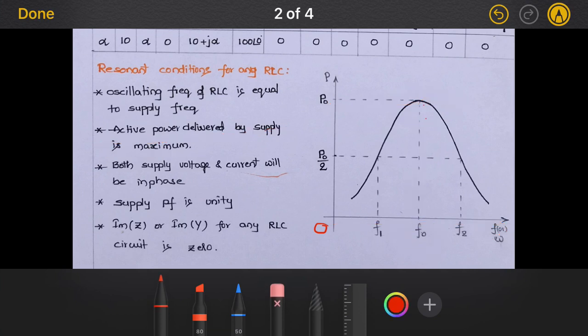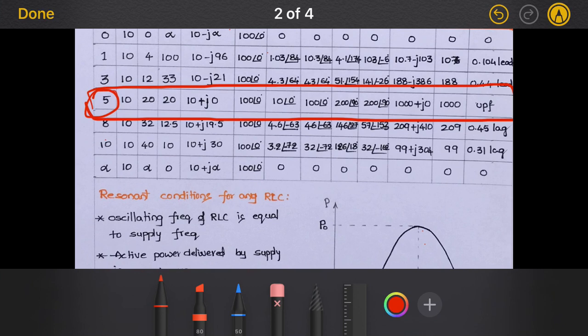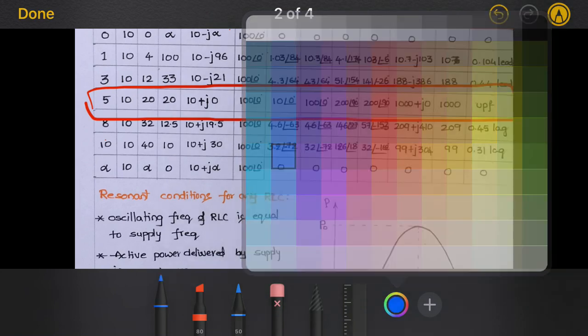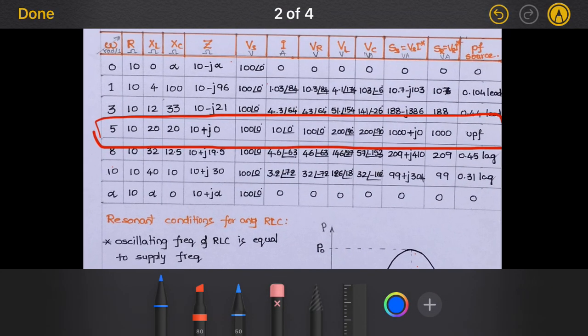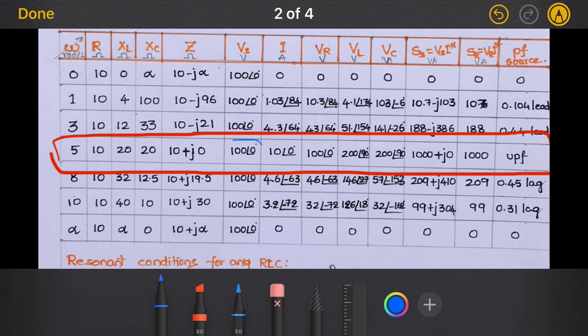And the next definition: both supply voltage and current will be in phase. If you clearly notice this frequency and these frequencies, this is the supply voltage 100 at an angle 0, and supply current 10 at an angle 0. So if you clearly notice, both voltage and current are in phase with each other.